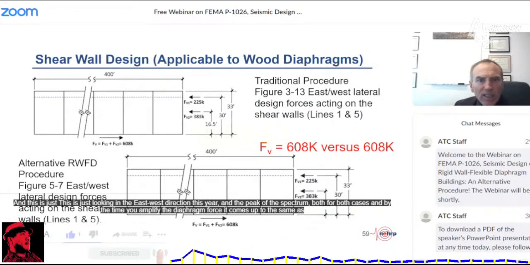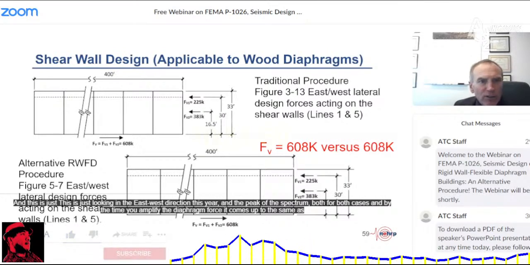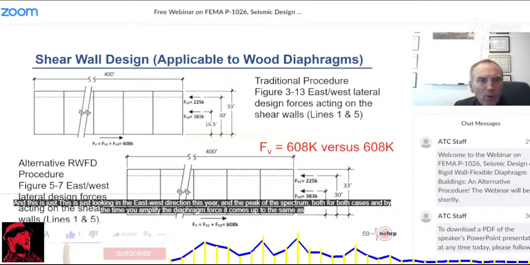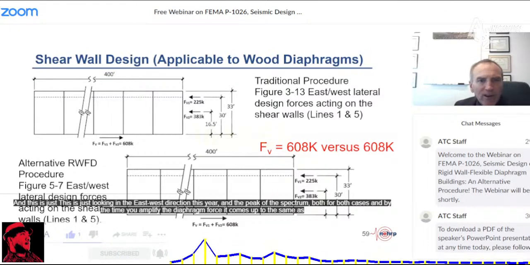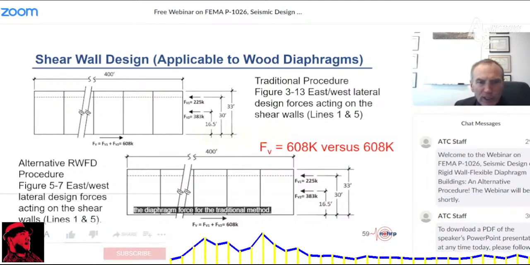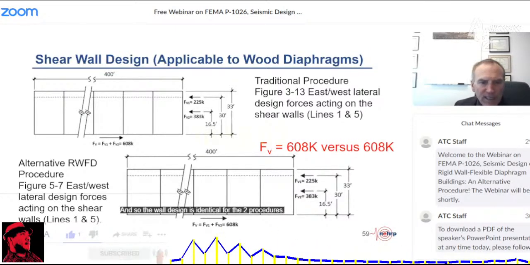And this is just looking in the east-west direction. You're in the peak of the spectrum for both cases. And by the time you amplify the diaphragm force, it comes up to the same as the diaphragm force for the traditional method. And so the wall design is identical for the two procedures.